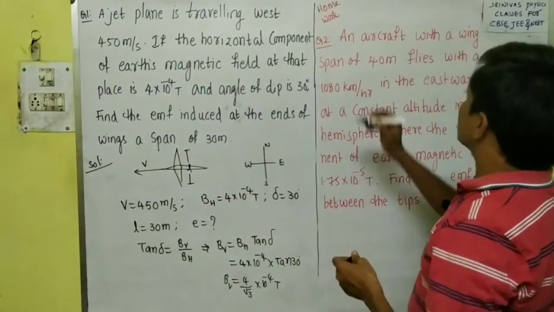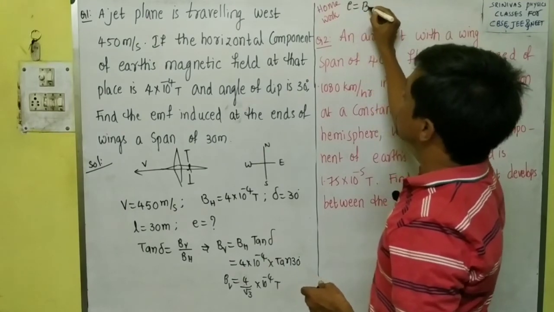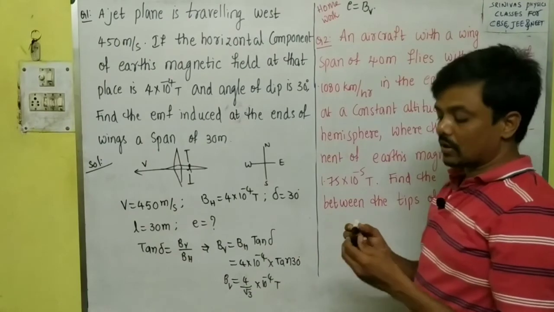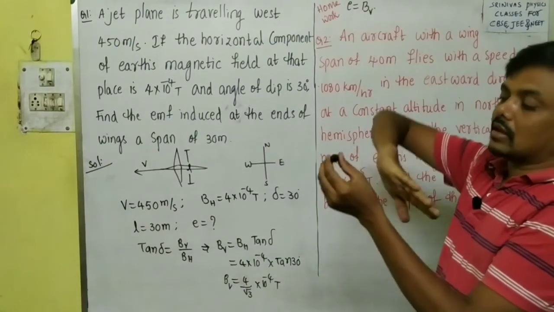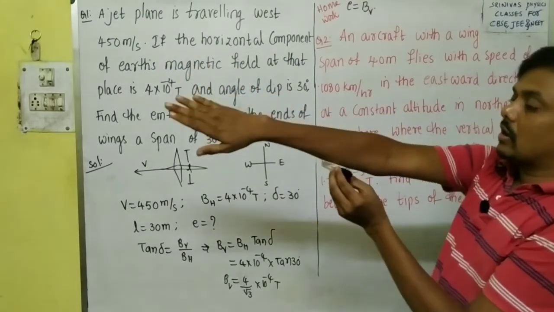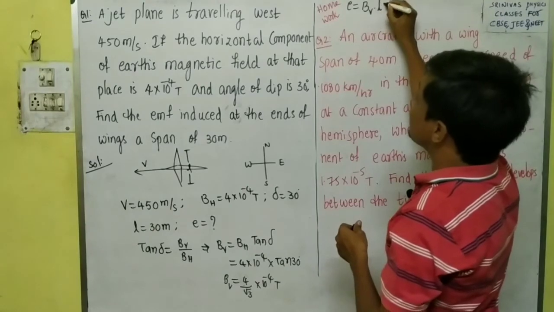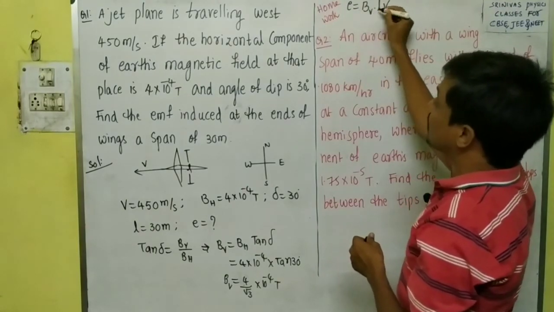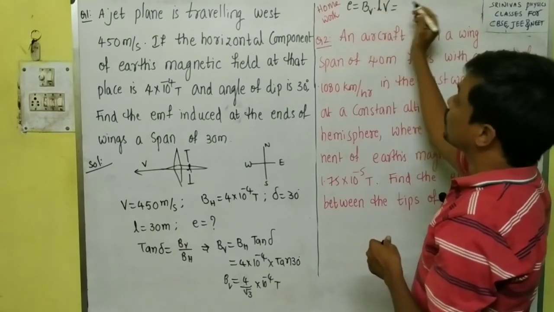okay, right, the induced EMF formula is BLV, but here we take BV, the vertical component of the field, because the vertical component is upward, length is horizontal like this, and velocity like this, they are mutually perpendicular. Then we take BVL. The induced EMF formula is BLV, but here we cannot take BH, we have to take BV. BV is perpendicular to L, perpendicular to V, right?